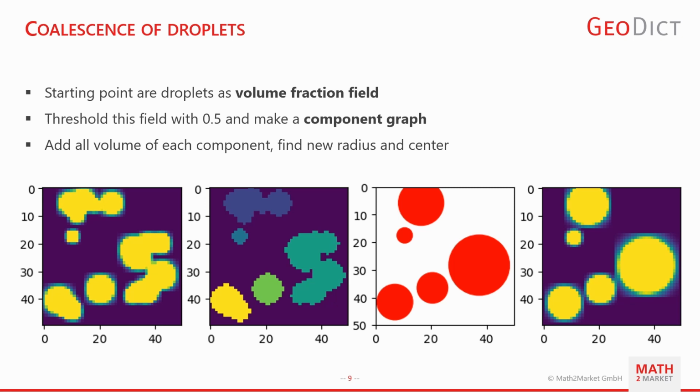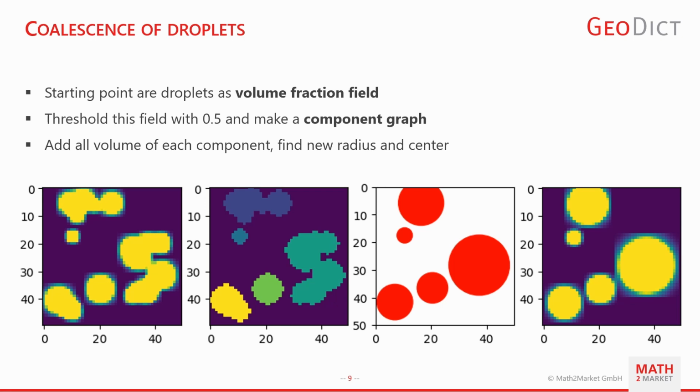I will now go into more detail on how our coalescence steps work. And the first thing is how to combine touching droplets so that they coalesce into a larger single droplet. And we just do this by taking the volume fraction field of our fluid. So each droplet now here creates some kind of a circle in the volume fraction field.